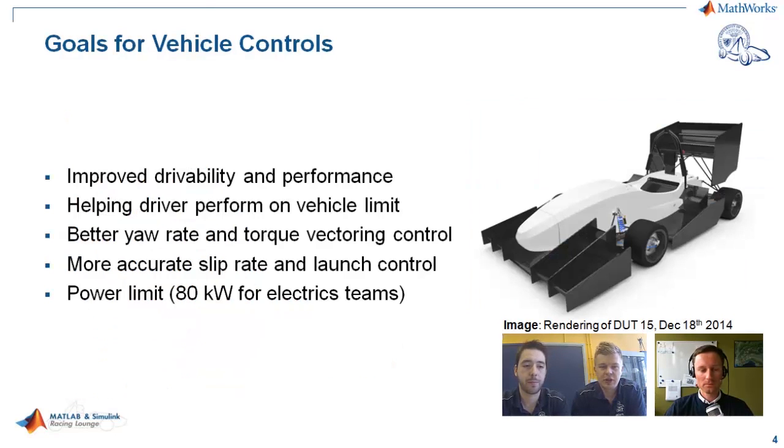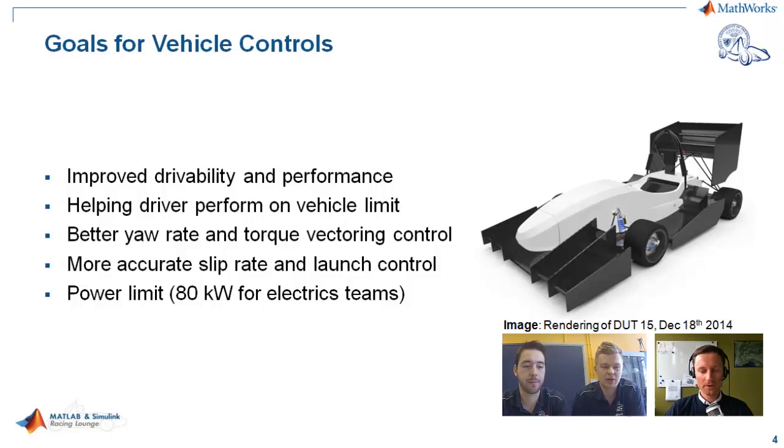So about the vehicle controls, because that's what we want to talk about. The main goal is improved drivability and performance. We want to help the driver perform on the limit of the car. Because of these control systems, the driver doesn't have to worry about whether he is applying the right amount of throttle, or the right amount of braking or cornering or whatever. The control system generally sorts everything out. Whatever the driver wants the car to do, it does.